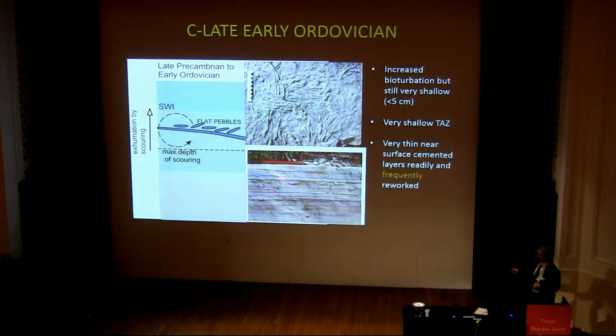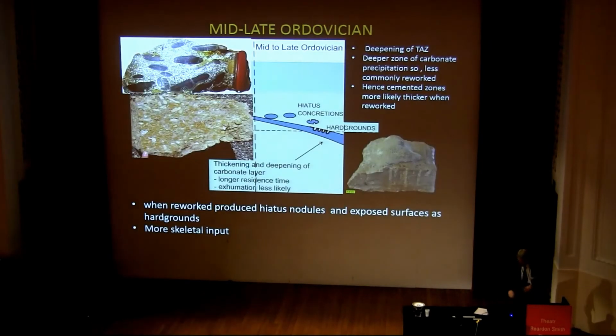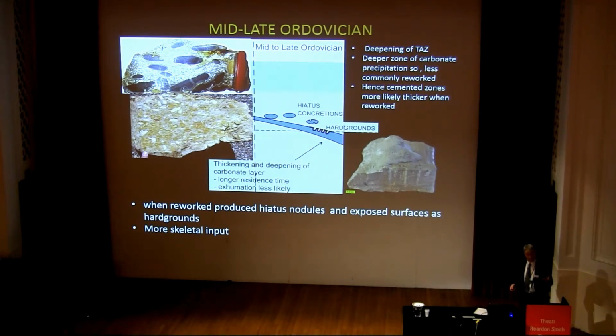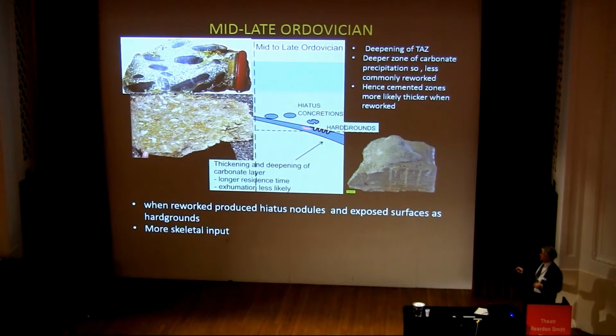These things are forming very near the surface. They're going to be very, very thin diagenetic carbonate layers, and they're going to be reworked readily into flat pebbles. By the mid-Ordovician, they're forming at greater depth, not a lot, but greater depth. They're not as frequently reworked. They're going to be better developed. When they do get reworked, you get the picture. They're going to be somewhat thicker, or they may just simply get exhumed to produce hard grounds.